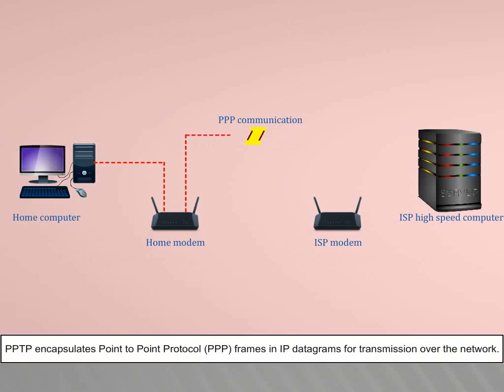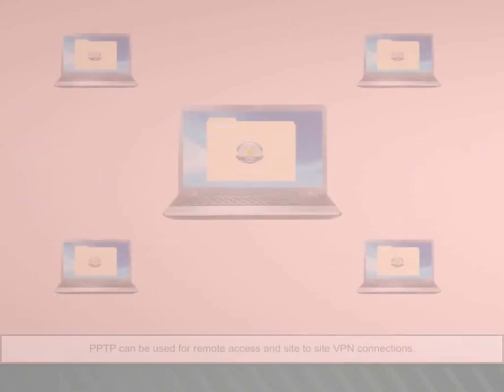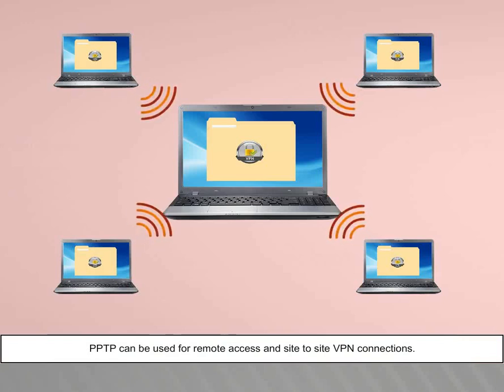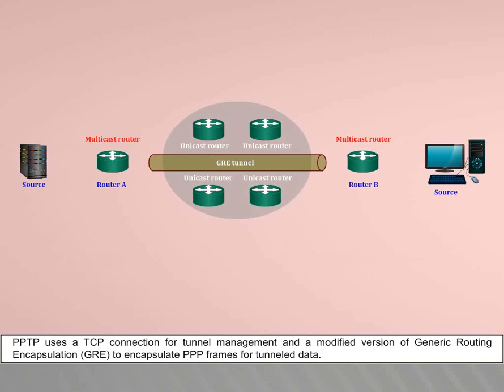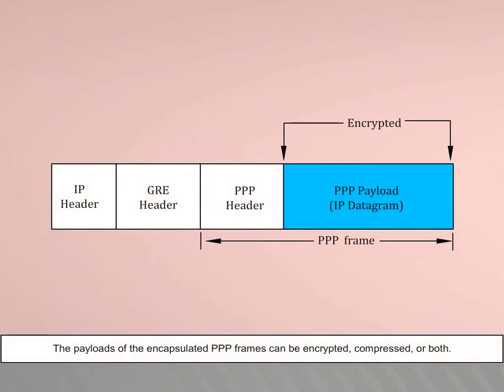PPTP encapsulates point-to-point protocol (PPP) frames in IP datagrams for transmission over the network. PPTP can be used for remote access and site-to-site VPN connections. PPTP uses a TCP connection for tunnel management and a modified version of generic routing encapsulation (GRE) to encapsulate PPP frames for tunneled data. The payloads of the encapsulated PPP frames can be encrypted, compressed, or both.